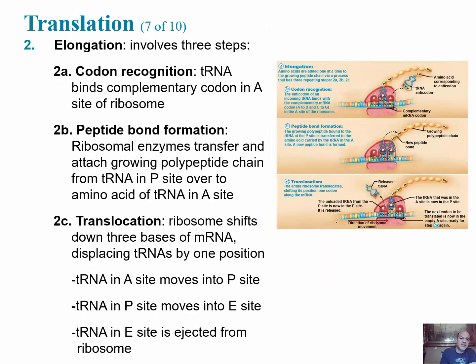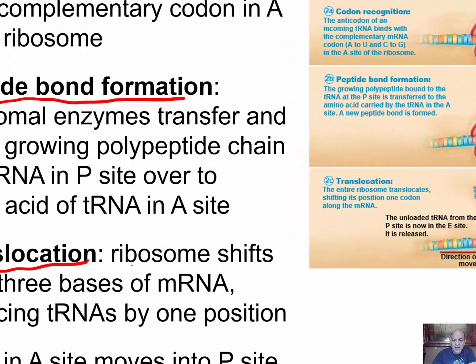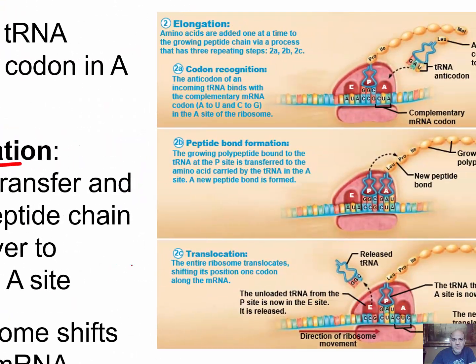The next is elongation, and there are three main steps. The first one is code recognition, and then peptide bond formation, when the amino acids are joined, and then translocation, which means to move. You're going to be moving along the mRNA molecule that has all the codes on it. Okay, so let's take a look at those three stages.